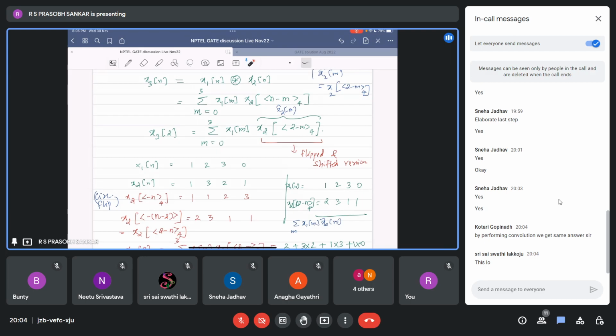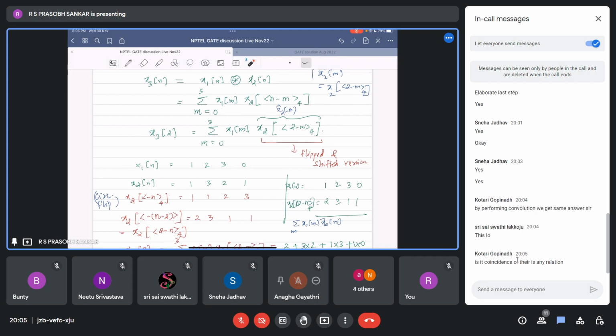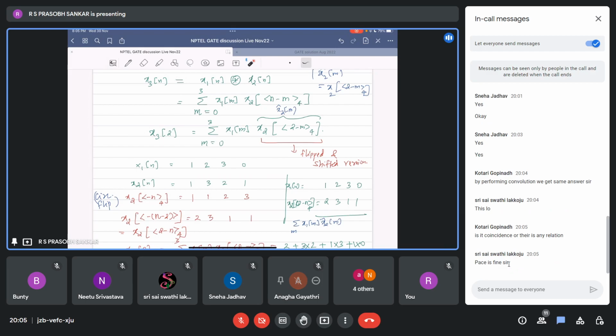Okay. So what was the other comment? This yellow means... I didn't understand the other comment. Is it coincidence or is there any relation? Basis. Okay. Thanks. Is it coincidence or is there any relation? What is coincidence? You're asking which part actually?